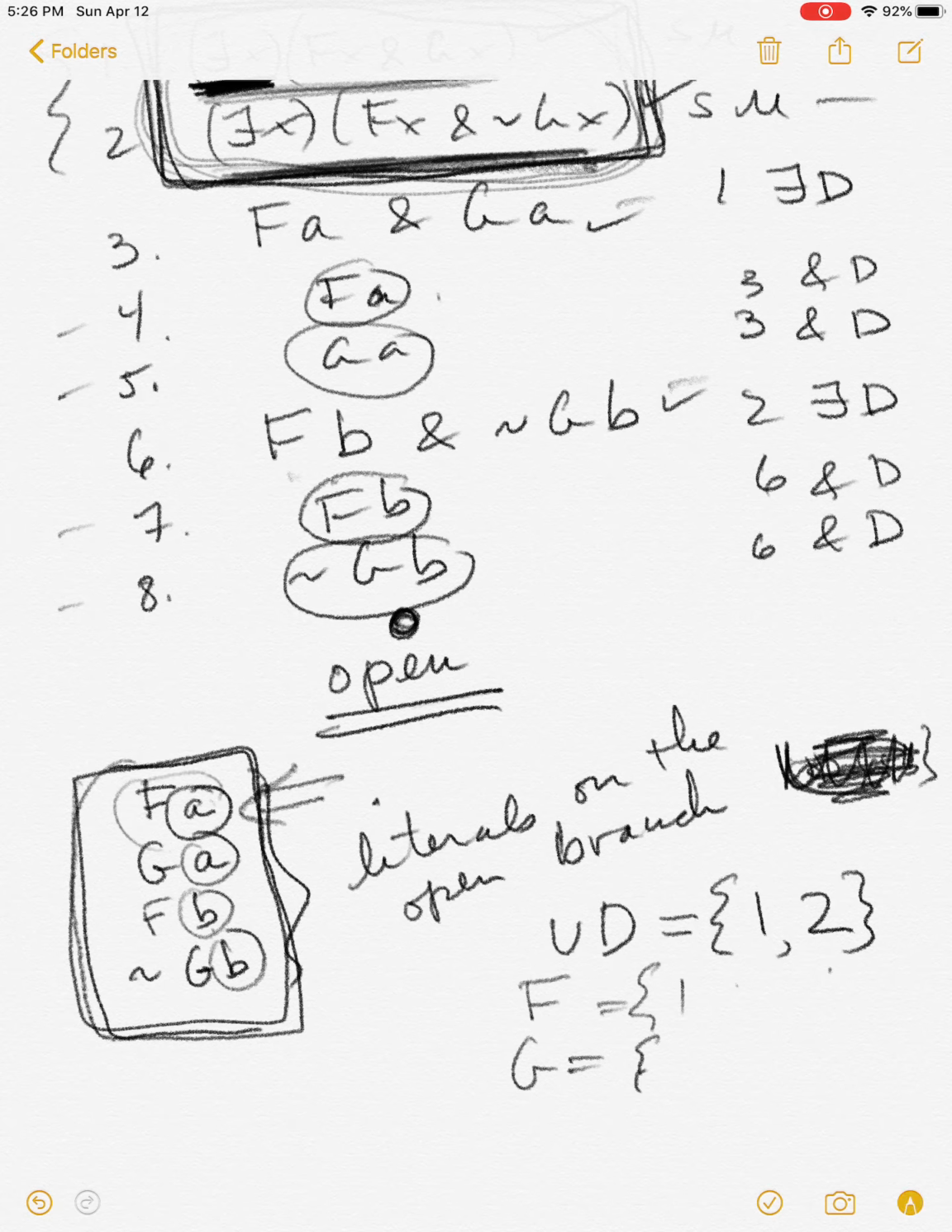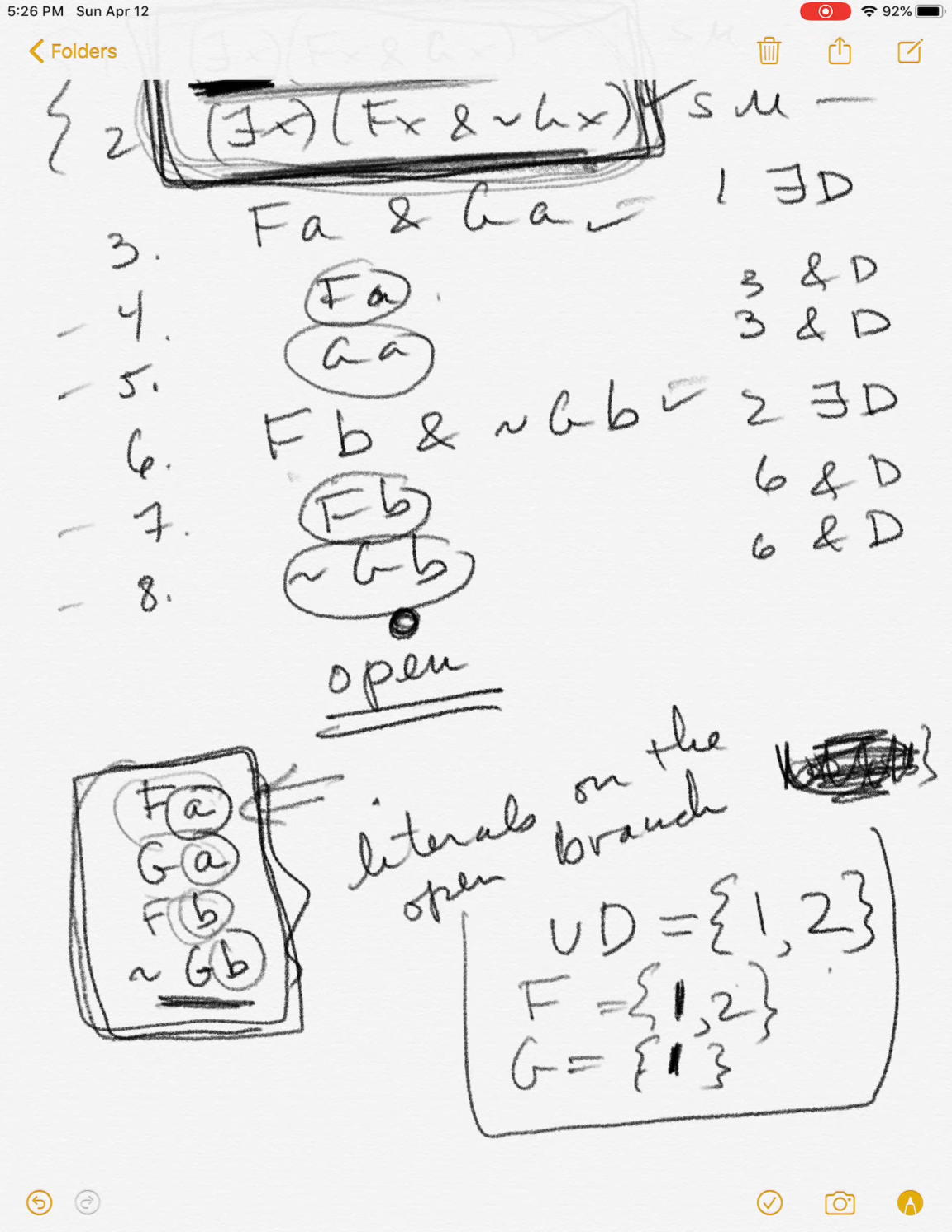So this tells us to put the thing that A names into F. I did 1. Put the thing that A names into G. Okay, I'll do that. Put the thing that B names, namely 2, into F, but don't put it into G. And this is the interpretation that these literals suggest.